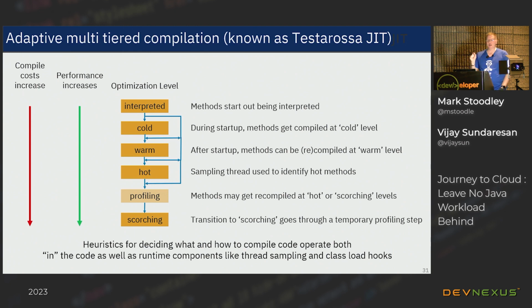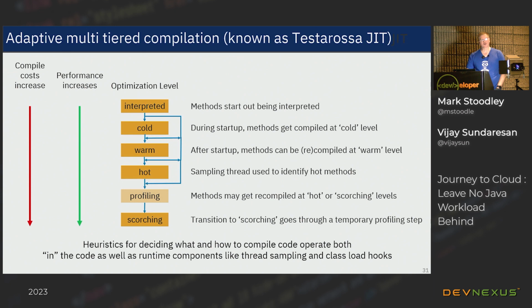And during startup and ramp up, we can use compilation levels like cold and warm more. And as we get further along, we can use warm, hot, and even scorching if things are really consuming a lot of CPU time. Now we use a lot of heuristics to decide how to compile code at each of these levels. Some of those are embedded in the code themselves. Some of them are alongside in the runtime watching how the methods are executed. We have a sampling thread, which is watching how the code is running. And we leverage the class load hooks and all kinds of things to try and figure out how to move methods between all of these different levels. But I'm not going to talk about that because it's a very complicated topic.